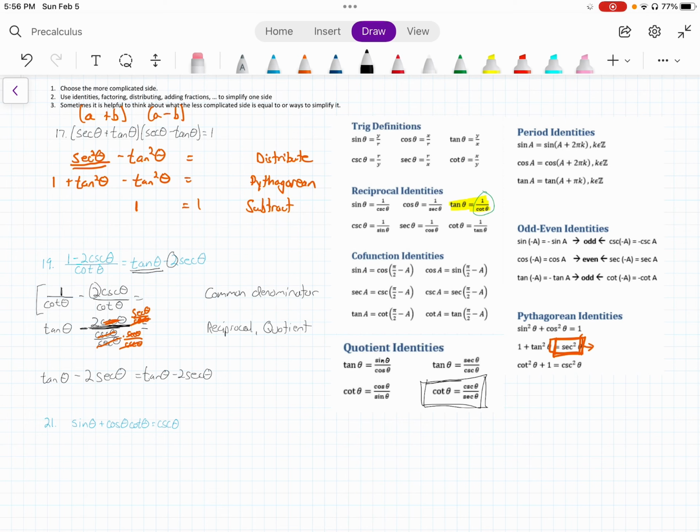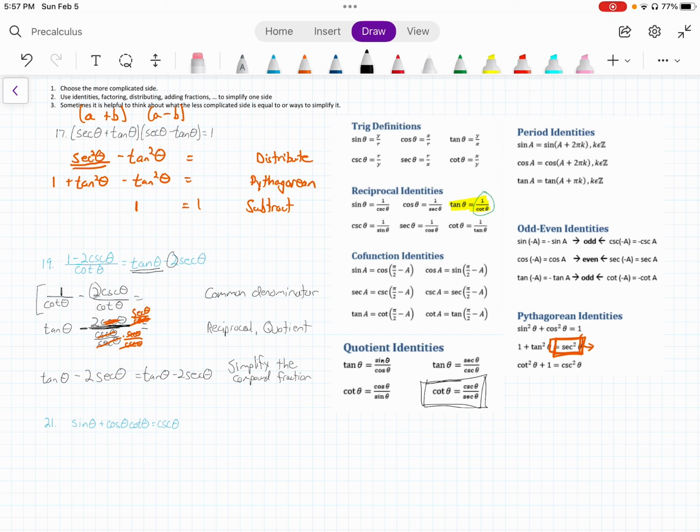And what we did, we just simplified our compound fraction, is maybe how we can write that. So when we have a compound fraction, in order to simplify that, we can multiply both the top and bottom by the reciprocal of the bottom. And then let's look at number 21 here. Sine of theta plus cosine of theta cotangent theta equals cosecant theta.